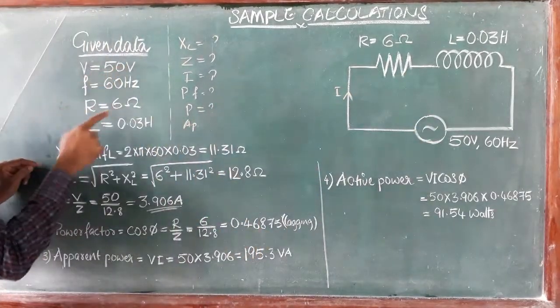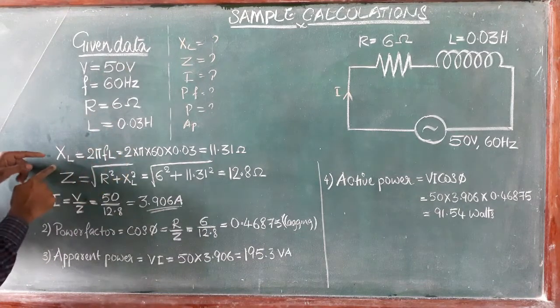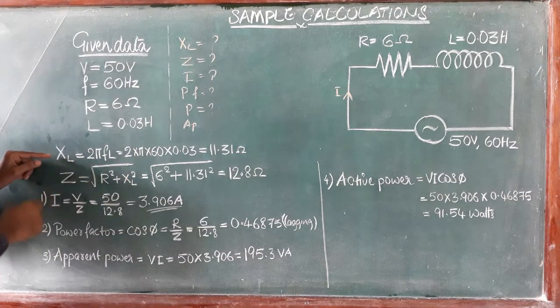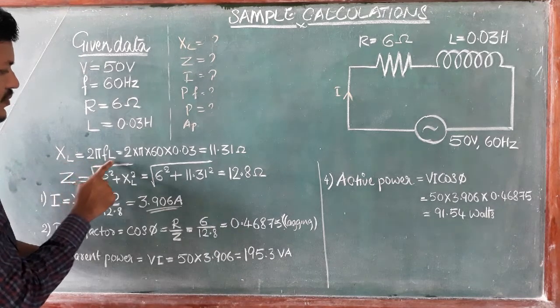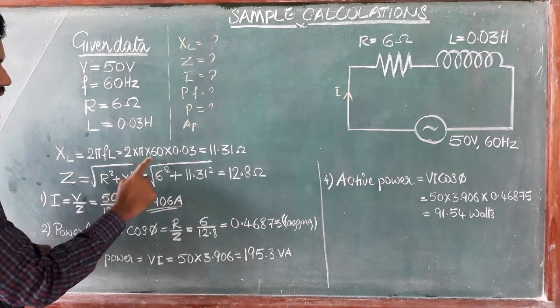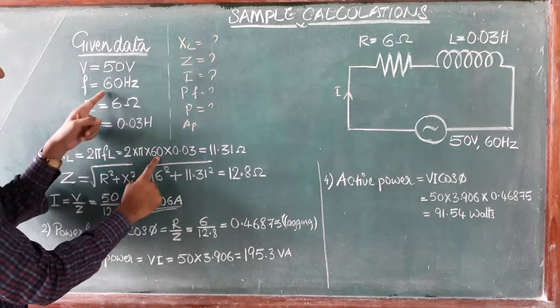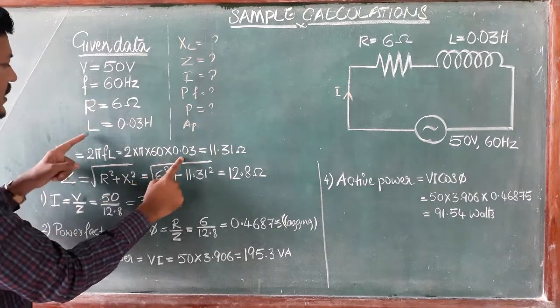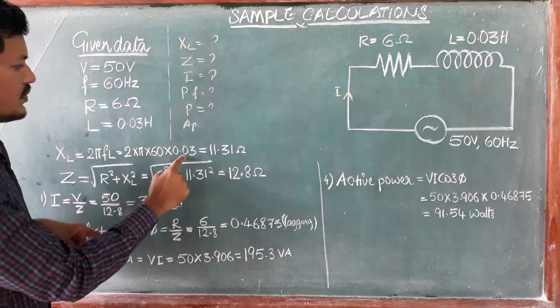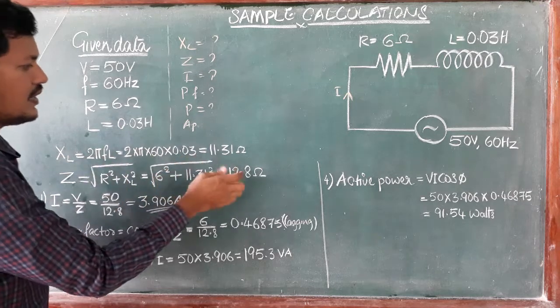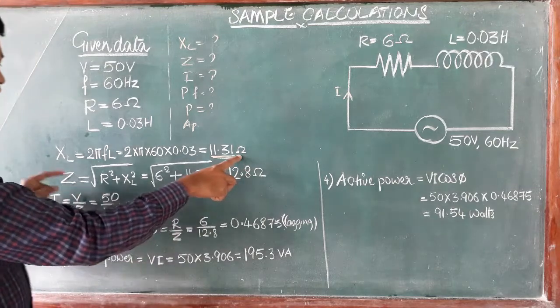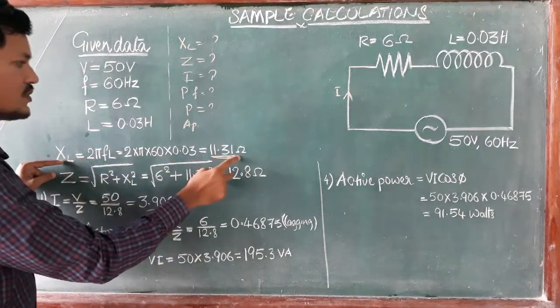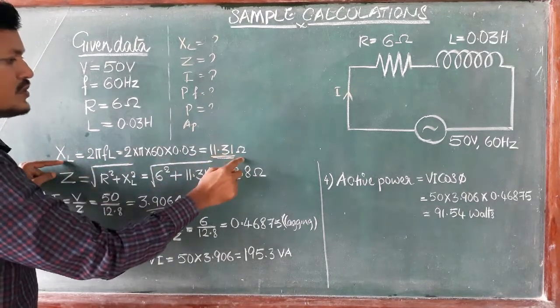First, using the given data written based on the given circuit: voltage, frequency, resistance and inductance. From the given data, the inductive reactance XL equals 2 pi F L, that means 2 into pi into frequency 60 Hz into L, the inductance value 0.03 Henry. So we will get 11.31 ohms. The unit of inductive reactance is ohms. So now both are in ohms.